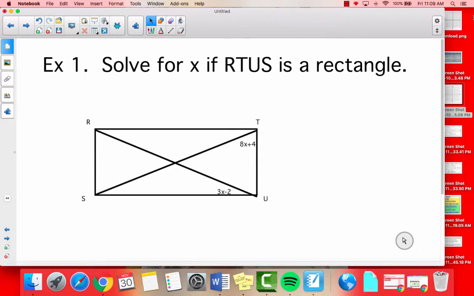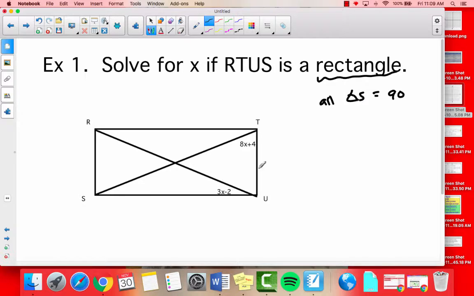The first example that I have says solve for x if RTUS is a rectangle. It's important to know that this is a rectangle first, because knowing it's a rectangle is going to give us a hint as to how to set up our equation. Remember that we're dealing with a rectangle, which means that all the angles add up to 90. And if we look here, we've got 8x plus 4, that's angle UTS. All right, and then we've got angle SUR down here, that's 3x minus 2.